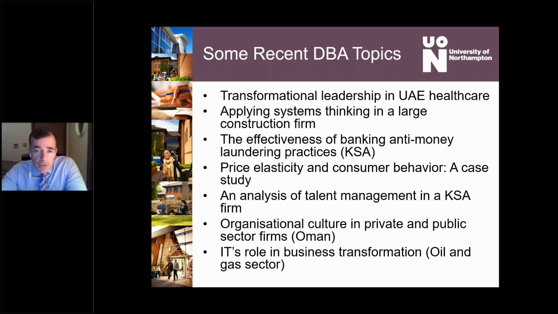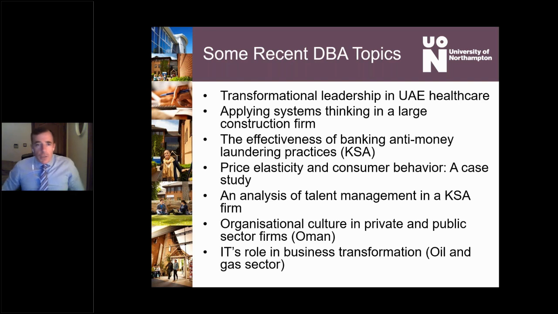There's been an analysis of talent management in a KSA firm. This is an Omani student who looked at organizational culture in private and public sector firms. And another one's IT's role in business transformation. This was an oil and gas sector employee. So I just picked on these ones because you see they're all different parts of business and management. There's marketing, there's finance, there's organizational behavior with the leadership, etc. But you see they all have quite a practical application to them, don't they?